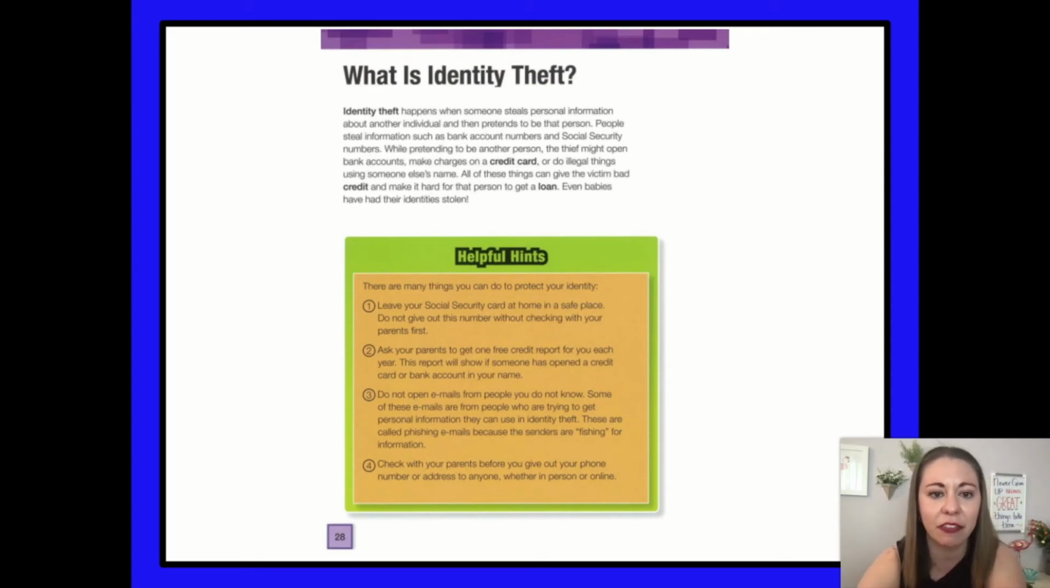All of these things can give the victim bad credit and make it hard for that person to get a loan. Even babies have had their identities stolen. Can you imagine, guys? Babies. A baby with a credit card, that wouldn't make any sense, but people will do it.